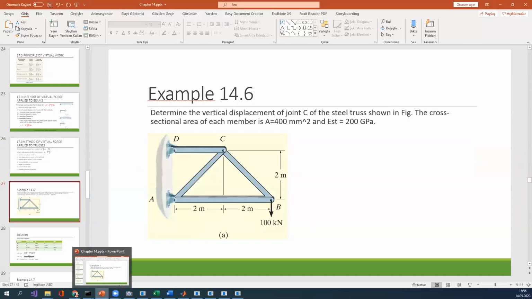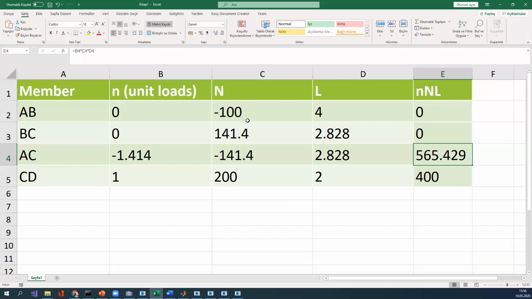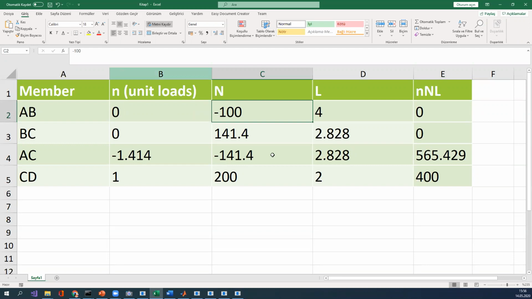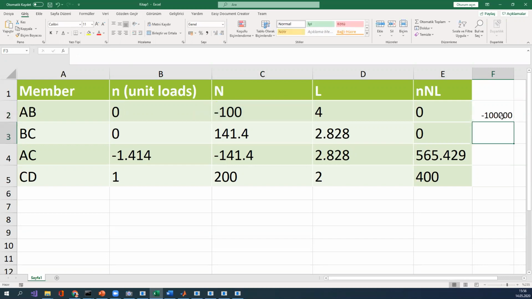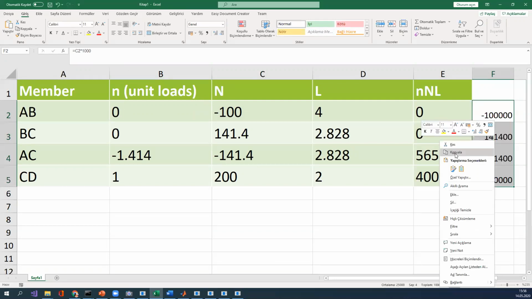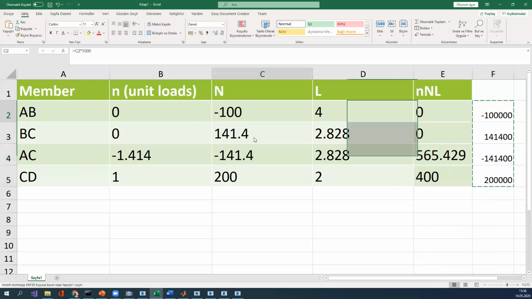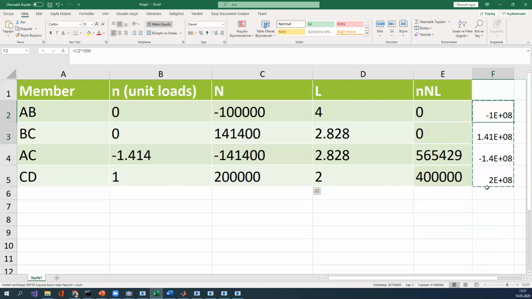Therefore I want to go back to my slide. Okay, unfortunately I forgot to multiply by 1000 here, and I want to convert this force to Newton. So I put 1000. Sorry, I made it. Yes, here, and copy and paste here. Okay. Now I am working with Newton and millimeter.